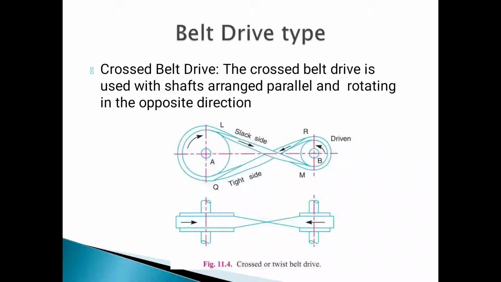The cross belt drive is used with shafts arranged parallel and rotating in opposite directions. That means the driver member and driven member are both rotating in opposite directions. The upper section is the slack side and the lower section is the tight side.